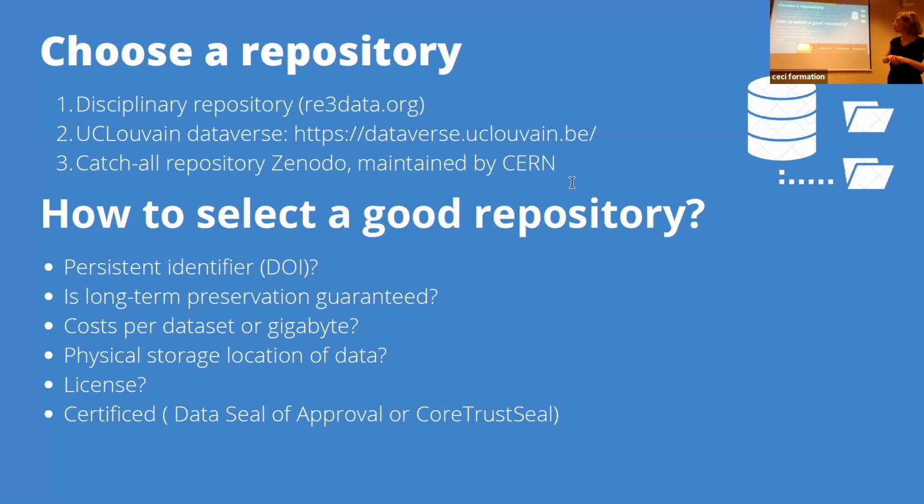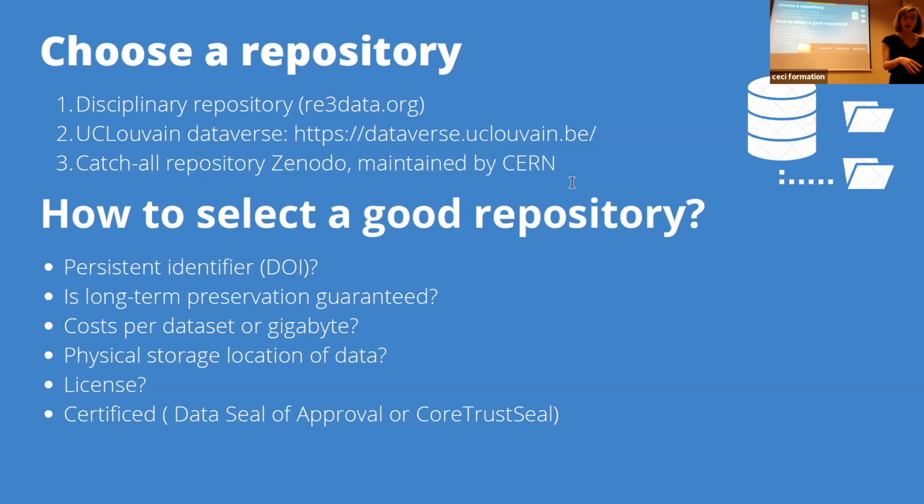But you can also use a general repository that hosts all disciplines, like our data repository at UCLouvain, which is the Dataverse of UCLouvain. There are sub-dataverses for each research institute, so it's really easy to use. There is also the catch-all repository called Zenodo, which is really great and really well known in the scientific community. It is maintained by CERN, so it's also good for GDPR. So you can choose one of these solutions.